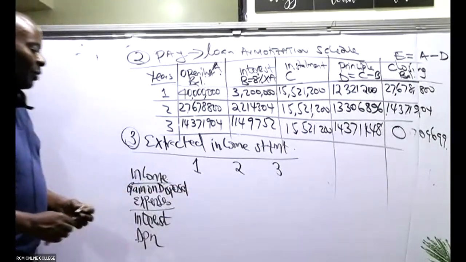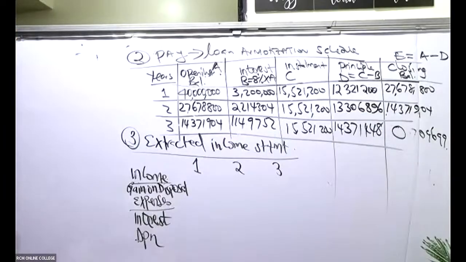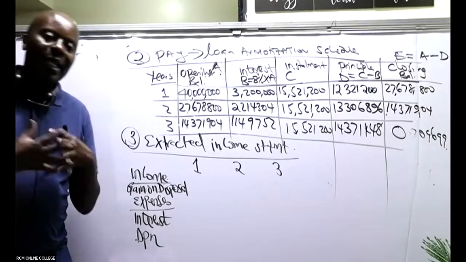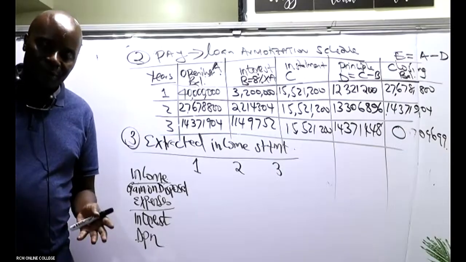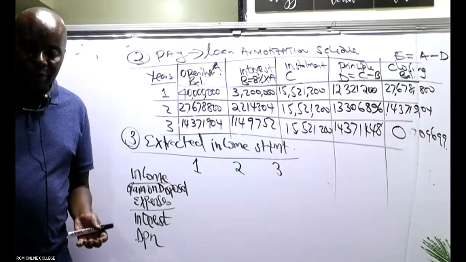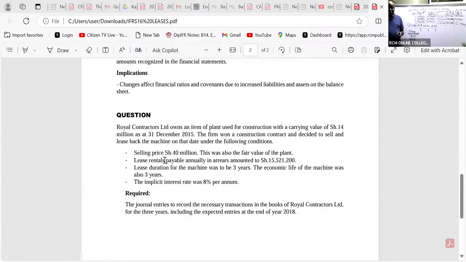Can somebody give me this gain on disposal? That shall be booked in year one. Remember, this asset initially was ours. We sold it for 40 million, and by the time we were selling it, its net book value was 14. The carrying value was 14. So you see, we made a huge profit, really. We sold it for 40 when it was worth 14 in our books.